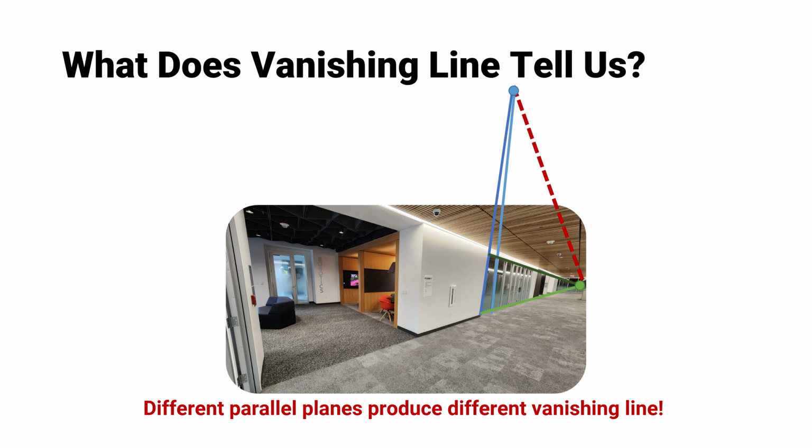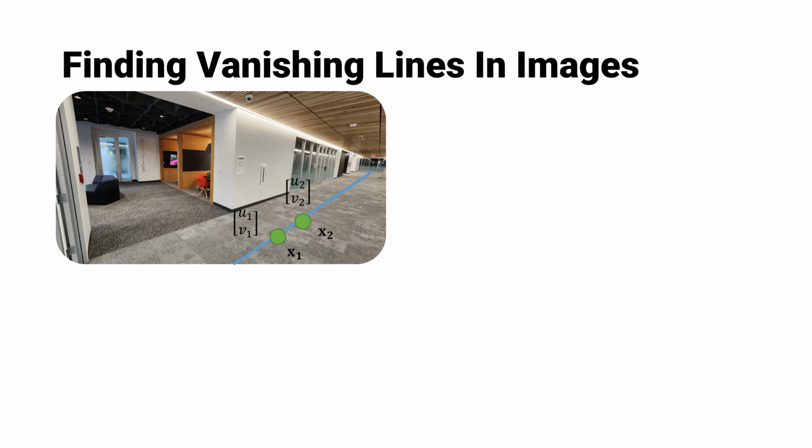Just to recap, parallel lines in the world intersect on the same vanishing line, but different parallel planes produce different vanishing lines. So the question is now, how do we actually find this through math? Let's go through this. This is simple high school geometry. We take a line, which is one of those vanishing lines, and then we take two different points on this line. And again, remember, this is all on the image plane right now.